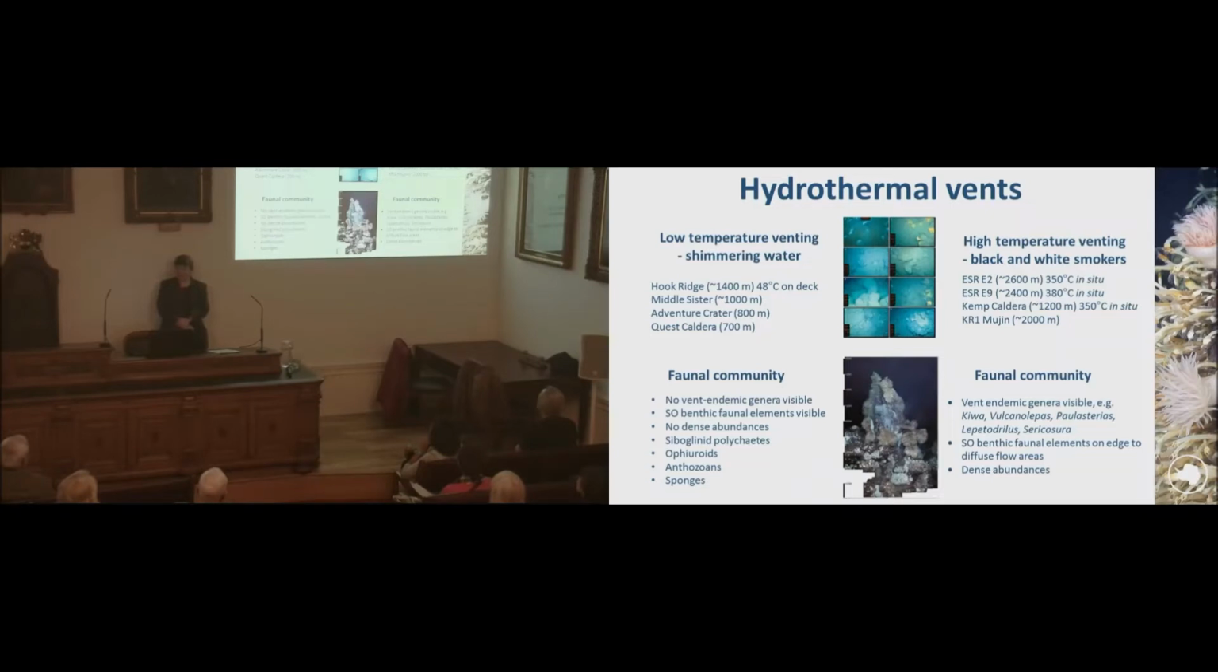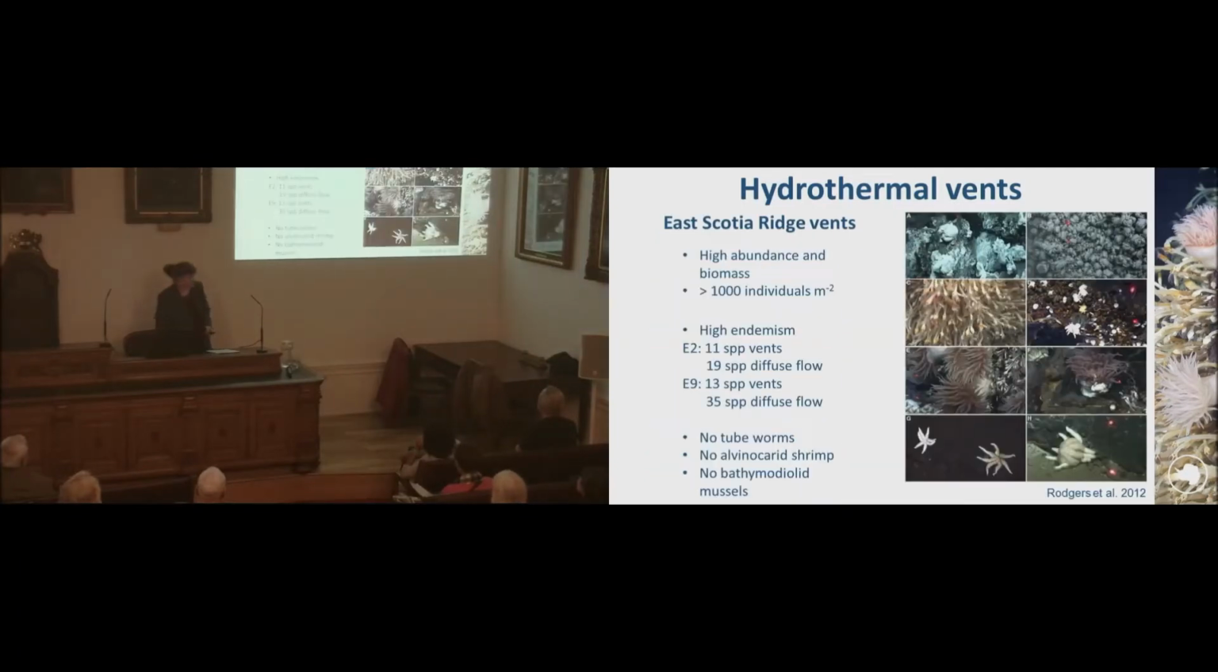And the typical Antarctic Southern Ocean benthic fauna comes in to the diffuse flow areas of the vent sites, being attracted by the high abundance of food. And we have very dense populations. And in the next slide, I want to bring to your attention the characteristics of the East Scotia Ridge vents, where we found a high abundance of more than 1,000 individuals per square meter.